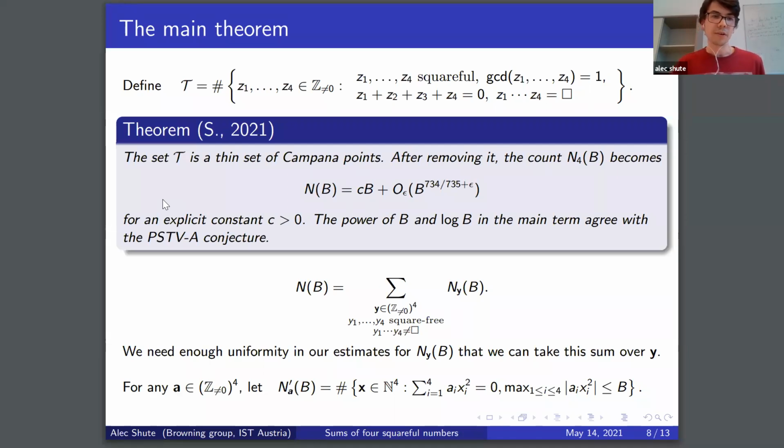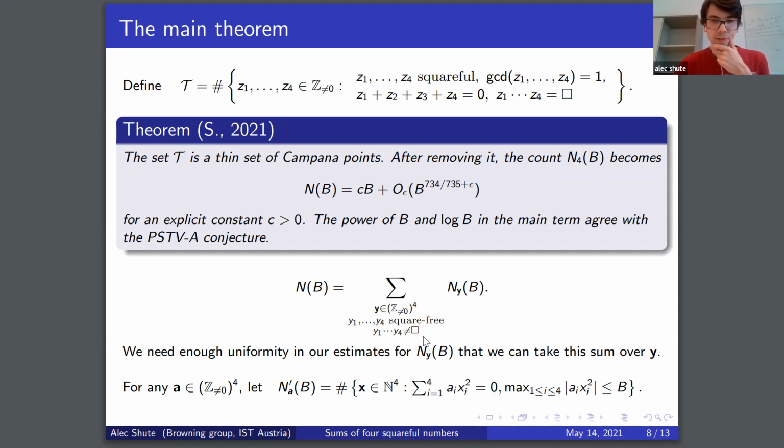Okay, so in contrast to the case when k is at least 5, we do have to remove a thin set here. So Van Valckenborgh didn't have to do that. Anyway, I'm just going to very briefly try and sketch the proof. We've already done the first stage, which is to write this N(B) as a sum over the y's of the N_y(B). And this is precisely what I had on the last slide, but I've added in the condition that the product of the y's is not a square.